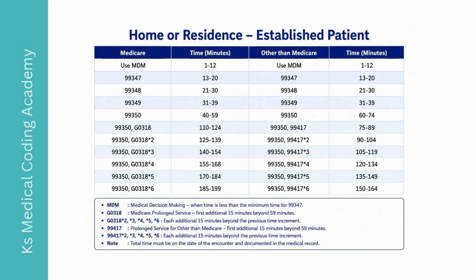If the provider spends time beyond the highest service level, report HCPCS code G0318 for each additional 15-minute increment. For non-Medicare payers, the same EM codes are used, but prolonged services are reported with CPT code 99417 instead of G0318. CPC Exam Tip. Remember this rule: Medicare uses G0318, while other payers use 99417 for prolonged home or residence visits. Always document the total encounter time when selecting the EM level based on time.